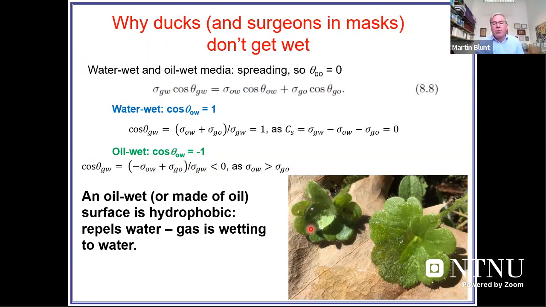So here's an example. Here's a leaf. The leaf has a waxy surface. The reason is that water then forms a droplet and runs off. It doesn't soak in. Why doesn't it soak in? It wants to soak in water in the roots.